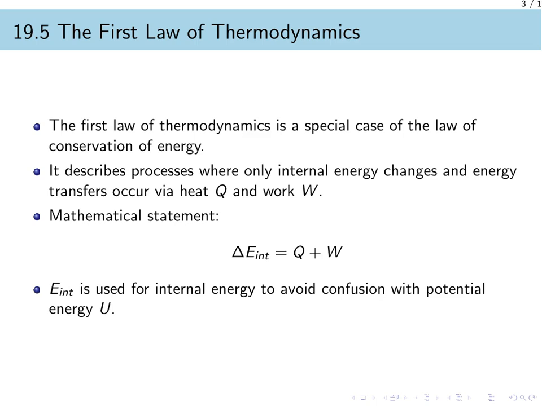Mathematically, we express this as the change in internal energy equals the energy added to the system by heat plus the work done on the system. In this context, we use the symbol E int for internal energy to ensure there is no confusion with potential energy, which often uses the symbol U. This law reminds us that energy cannot be created or destroyed, only transformed from one form to another, or transferred between a system and its surroundings.